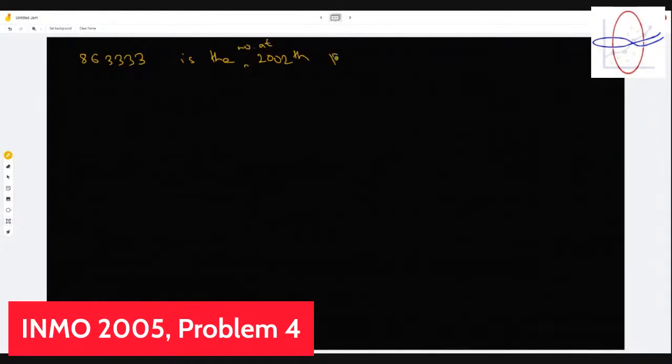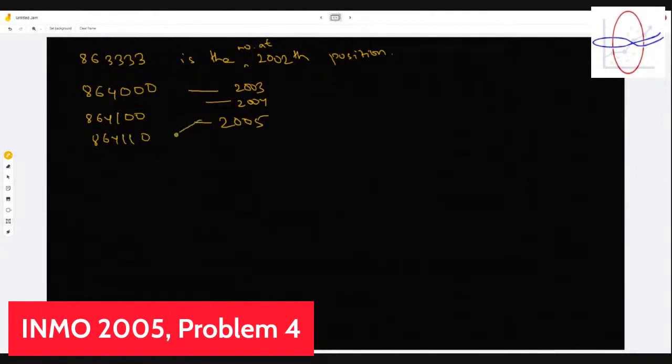This is the number at this position. So what will be the next number? The next number will be 864000, and that will be the third. Then 864100, and then 864110. So these are the 2003rd, 2004th, and this is the 2005th number. So this number is at the 2005th position.